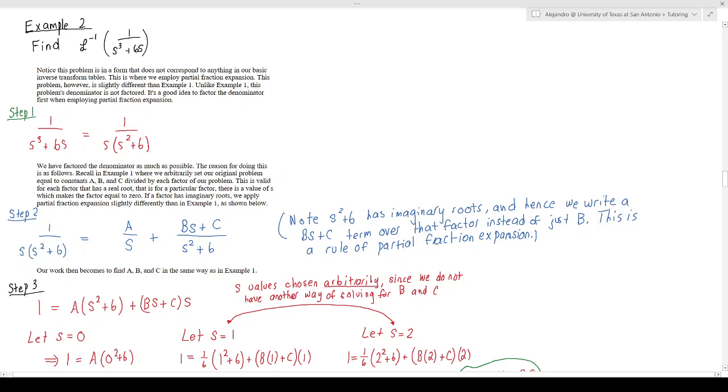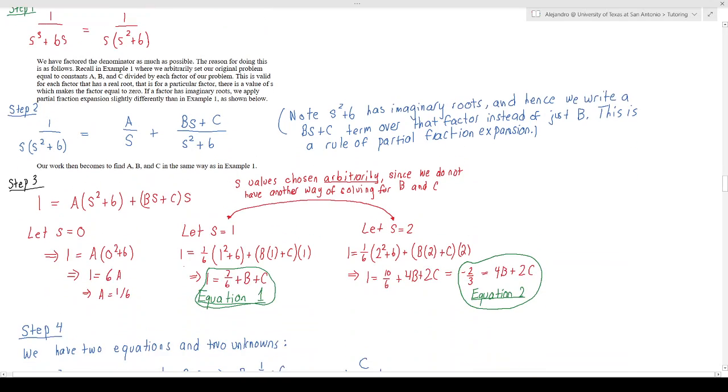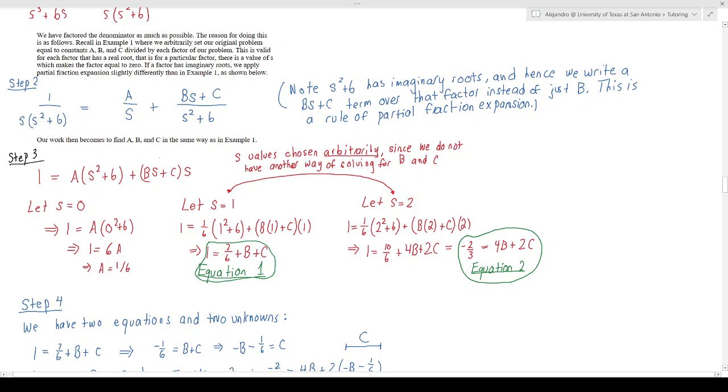So to recap step 2, we want to make sure that if this term has imaginary roots, we cannot write just b over s squared plus 6. We have to write bs plus c. And this is just a rule of partial fraction expansion. All right, so our work becomes to find a, b, and c, in the same way that we did in that first example, right?